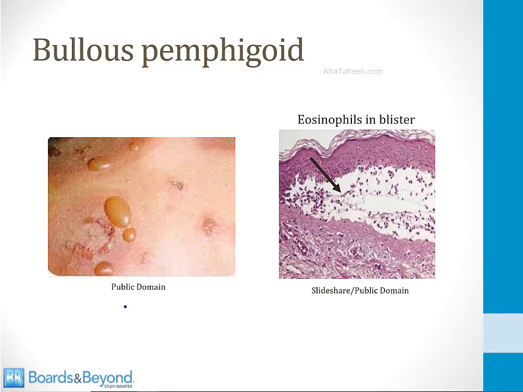Shown on the left side of the screen is an example of some of the skin findings you can see in bullous pemphigoid. Note that there are unruptured blisters present. Notice also that the blisters are tense, meaning the fluid inside the blister is pushing up against the edges. On the right side of the screen is a biopsy from bullous pemphigoid. Note that there are eosinophils, which you can see within the blister space.